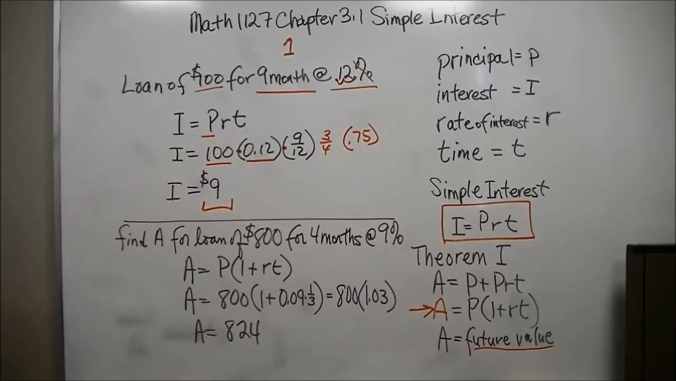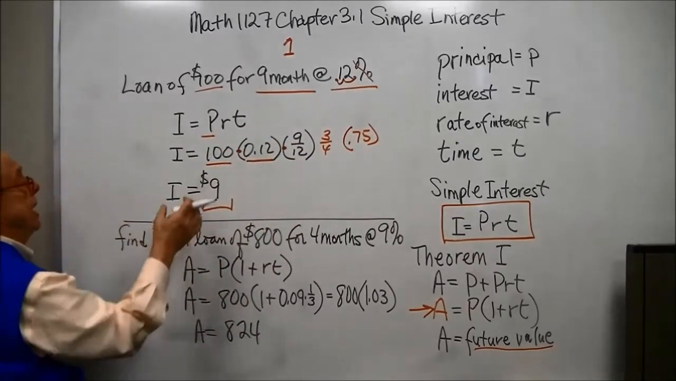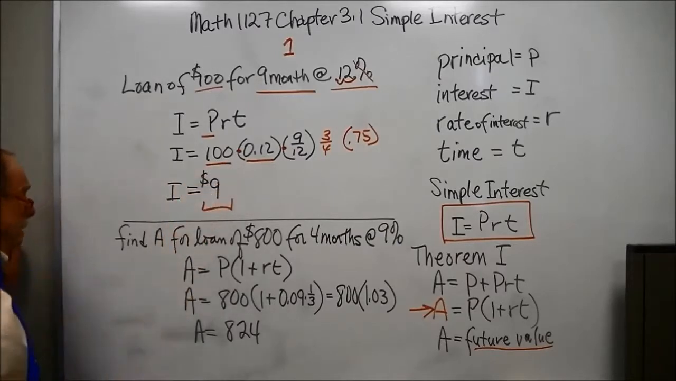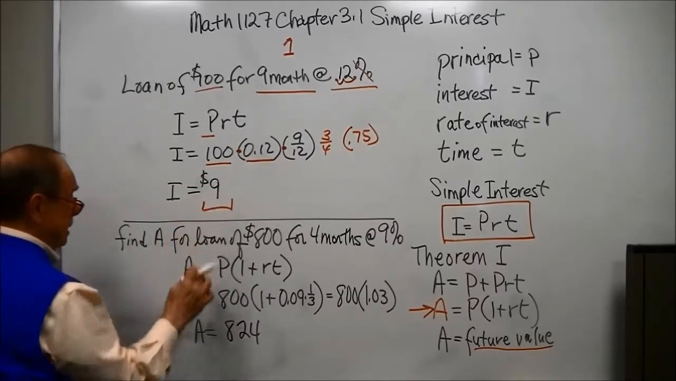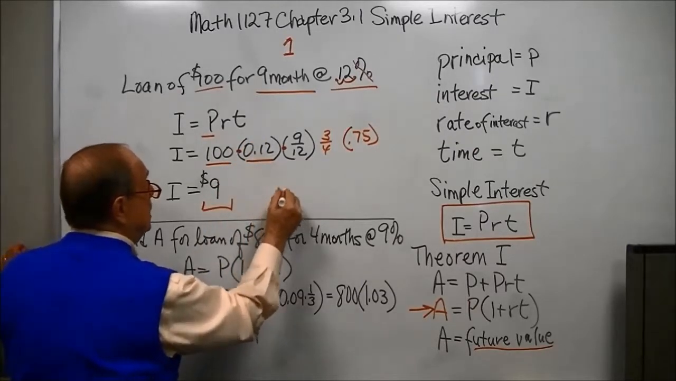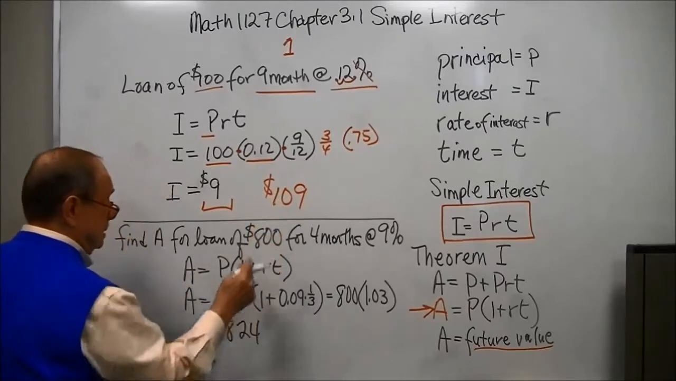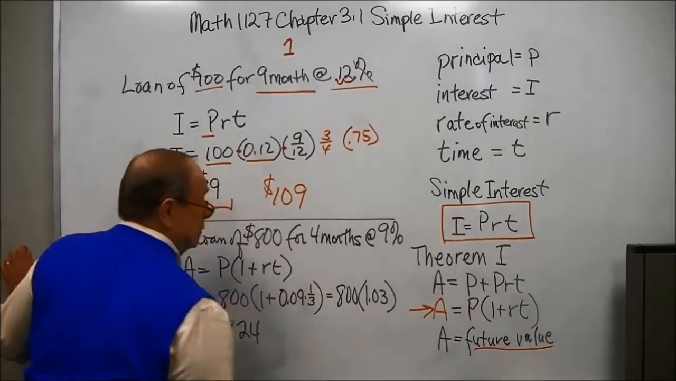So your interest rate, well, the rate was 12%. The interest that you will pay from borrowing that $100 will be $9. So at the end of the year or the end of the 9 months, you have to pay the bank back $109. That's, in a sense, the future amount.